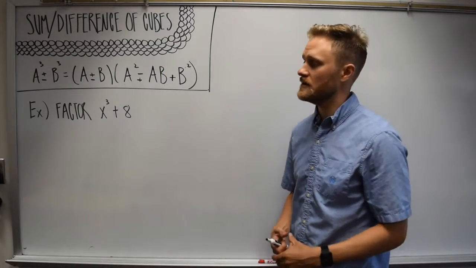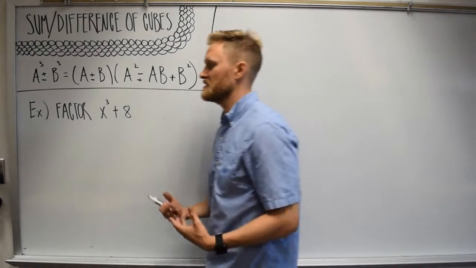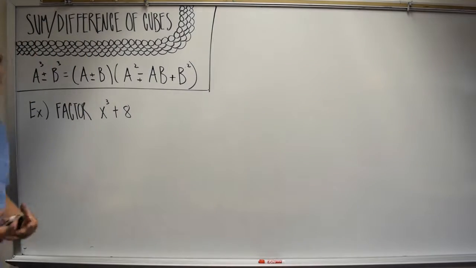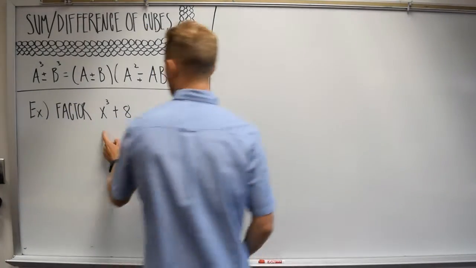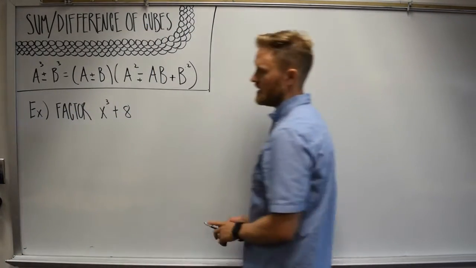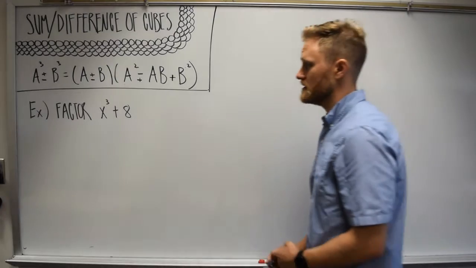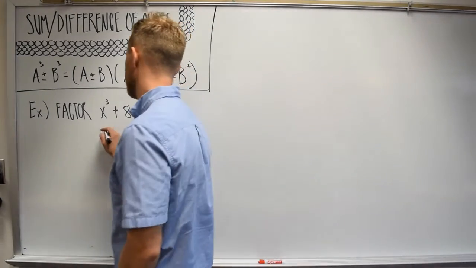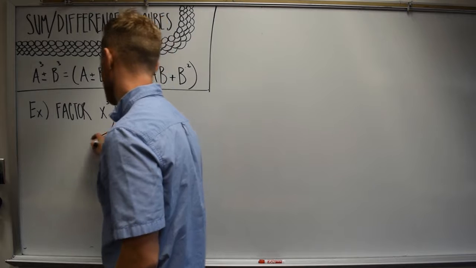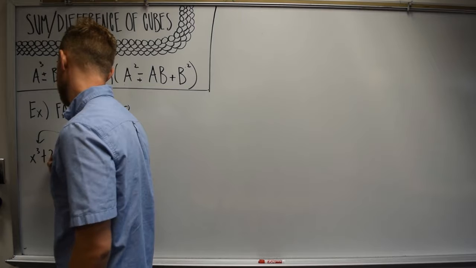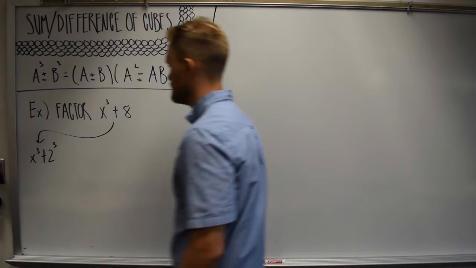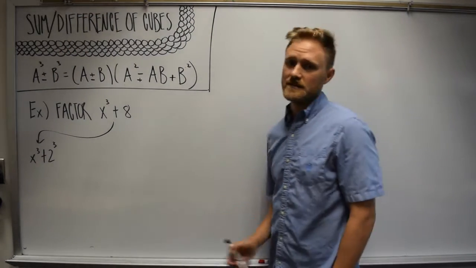But I am going to show you how to do that, because that's something teachers will expect you to have seen in your pre-calculus class or before your pre-calculus class. All right. So what we're going to do first is rewrite this so that it looks like a sum of cubes, which is going to be pretty simple. So all I'm going to do first is rewrite this as x cubed plus 2 cubed, because 2 cubed is equal to 8.